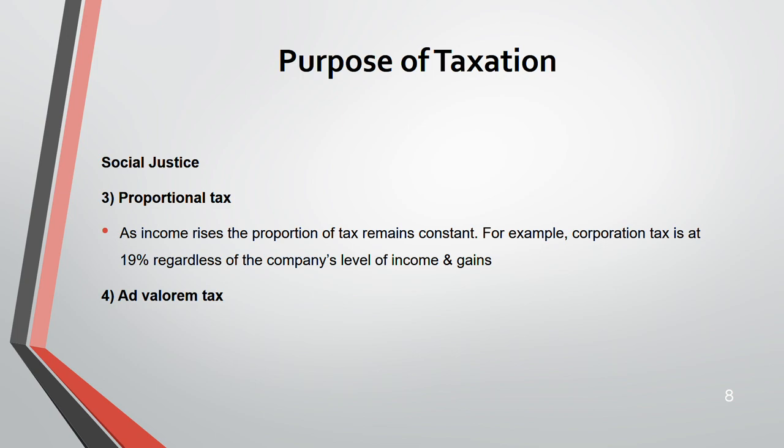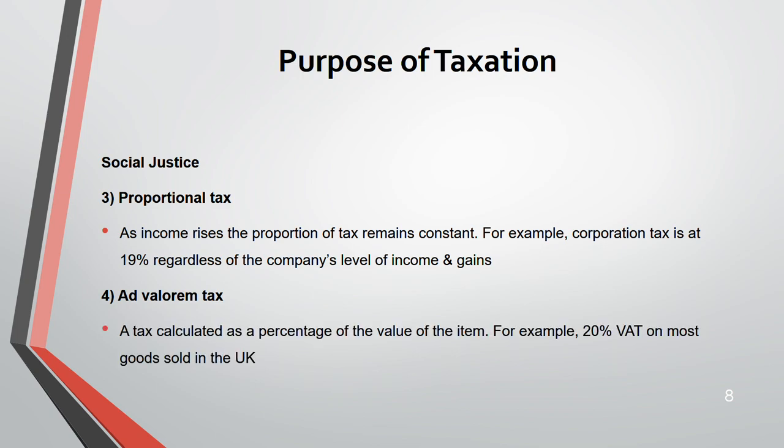Fourth one is ad valorem tax. Ad valorem means a tax is calculated as a percentage of the value of the item. VAT is an example of this. For example, 20% VAT on most goods sold in UK. There are only few items I think that are exempted from VAT, which we are going to cover later when we go through VAT in detail. That is the last section of this taxation syllabus also, VAT. But for now, know that most of the goods that are sold in UK, we are paying VAT on it, 20%. Okay, that's an ad valorem tax.